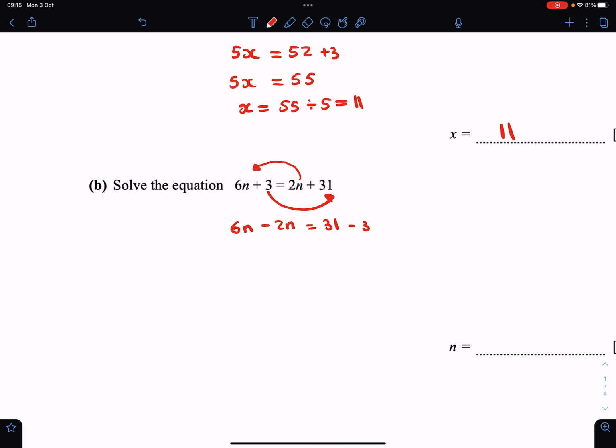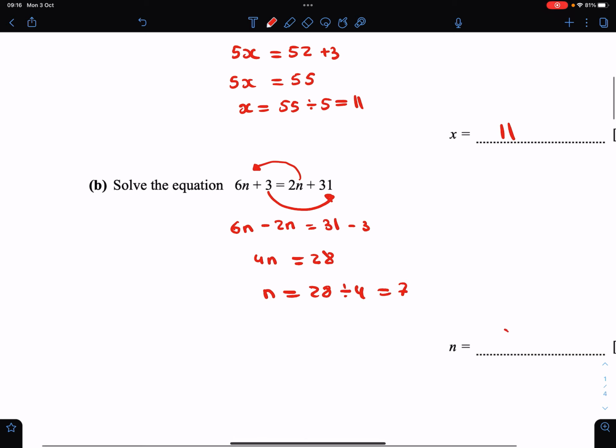6n minus 2n will be 4n, right? Because it's just collecting like terms. We know that 6 minus 2 will be 4 and n stays there. 6 apples, 2 apples you ate, 2 you left over, 4 apples, right? So 31 minus 3 will be 28. So it's easy, right? Now after this step, what is n? Here it is 28 divided by 4, which is 7.